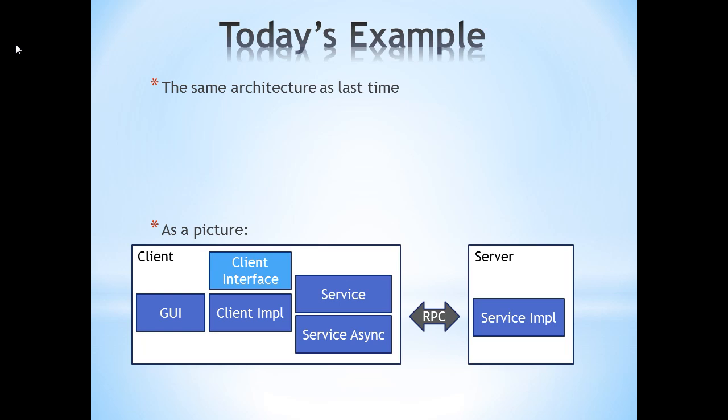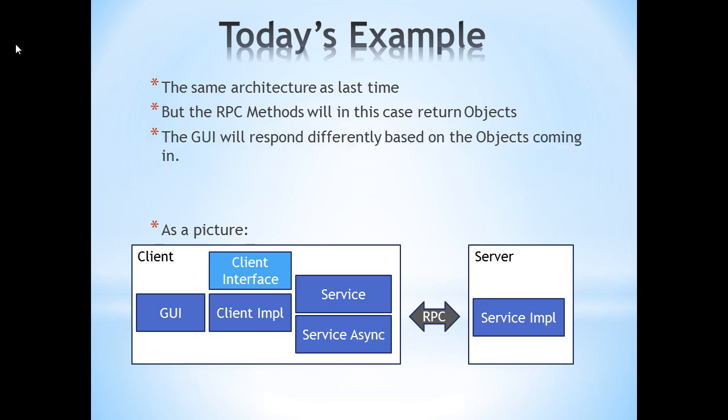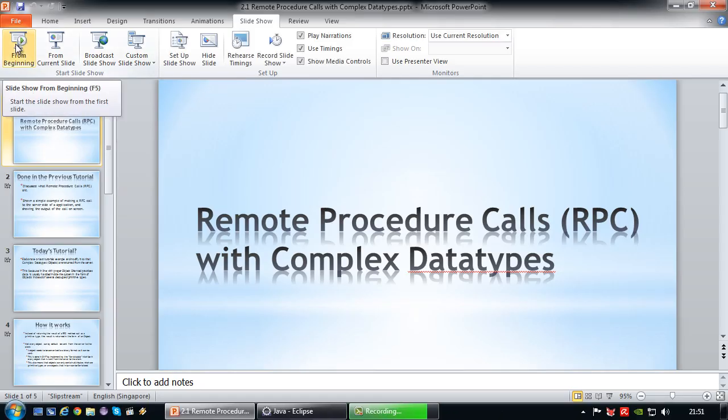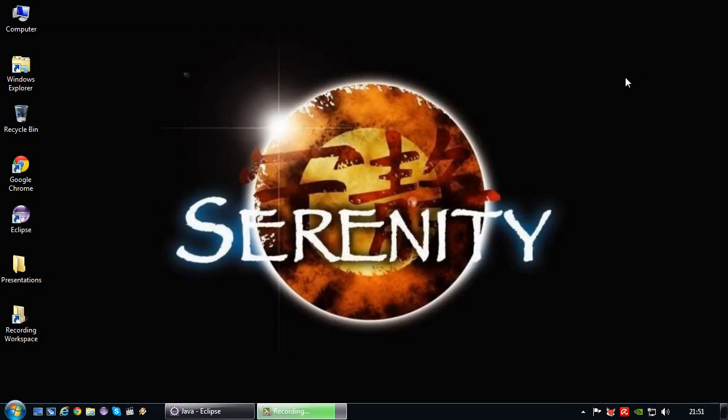So no changes there, and as a matter of fact in my next tutorial I'll be using this exact same architecture again. The only difference for this tutorial is that the RPC methods in this case will be returned as objects, and I will ensure in this example that the GUI will respond differently to the objects coming in. So that's pretty much it for my presentation. So let me just close that. So now let's go to Eclipse and take a look at the actual example.